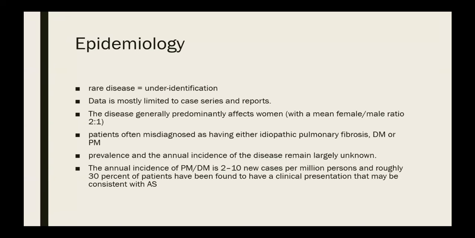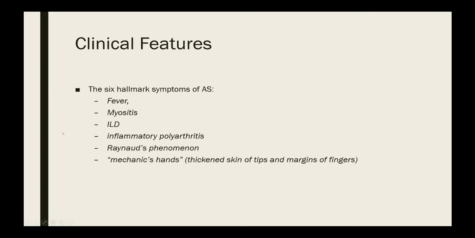Data is almost all case series and case reports, mostly women, like the rest of our autoimmune diseases. But the big thing about synthetase syndrome is when you look back at a lot of these retrospective series, many of these people were misdiagnosed with idiopathic pulmonary fibrosis, DM, or PM. And that's often because they didn't have the antibody to test for the original diagnosis. But because of that, prevalence and incidence remains pretty much unknown. If you look at the incidence of PM and DM, it's about 2 to 10 per million person years. And it seems to be about 30% of that tends to be antisynthetase syndrome.